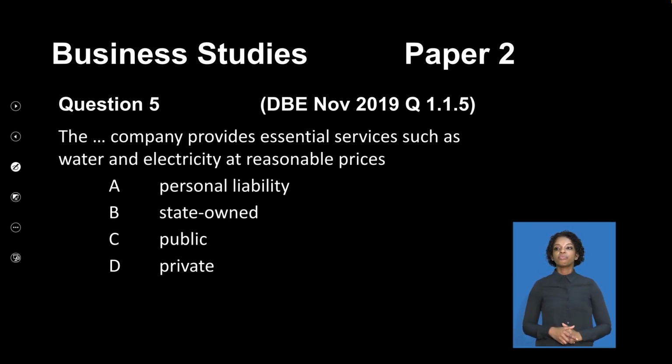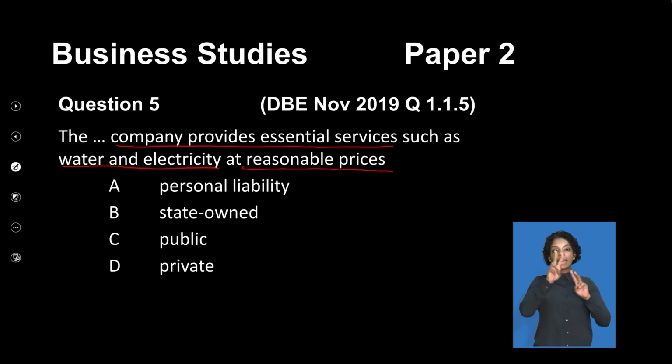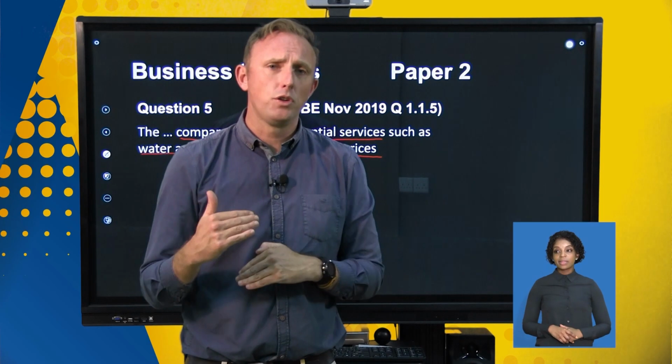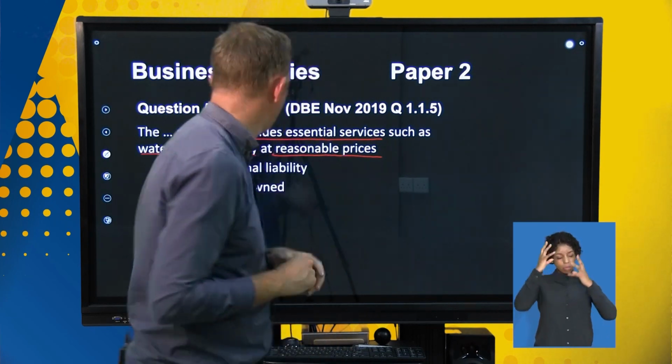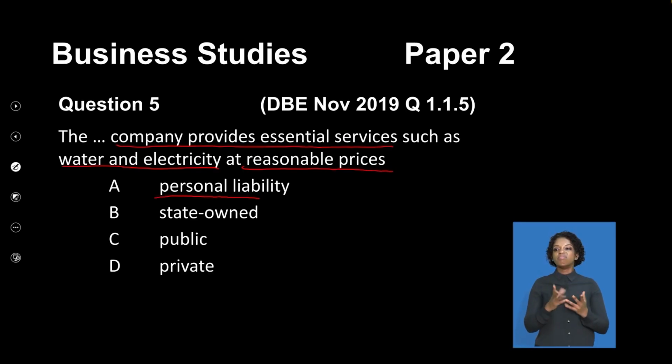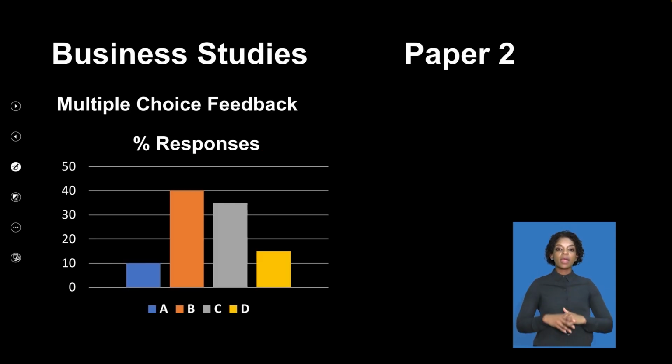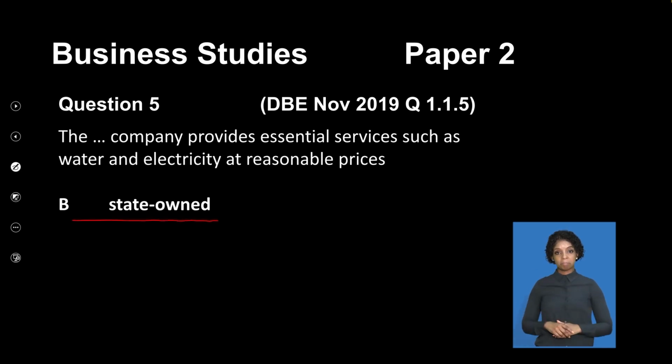If we look at the next question, this is a really good question. The company provides essential services such as water and electricity at reasonable prices. This is a great question because a lot of you get confused with the options. The first one is personal liability company, then option B, state-owned, option C, public, or option D, private. You went for state-owned and for public. Now, when we look at the answer, it is B, state-owned.